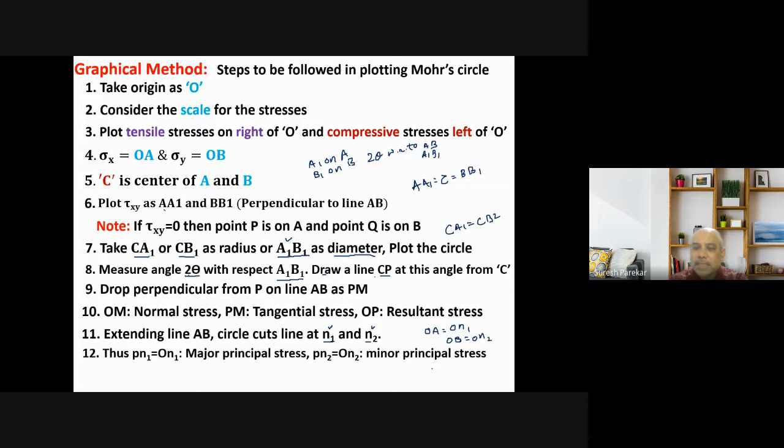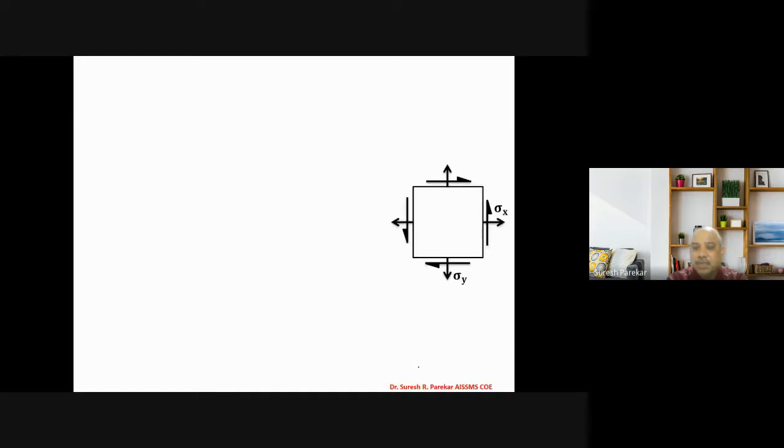That will not be the case in this stresses. So now we will have CN1 equal to CN2, and that will be the radius of the circle, which will be the maximum shear stress. Now we have sigma x, we have sigma y, and then we have tau.